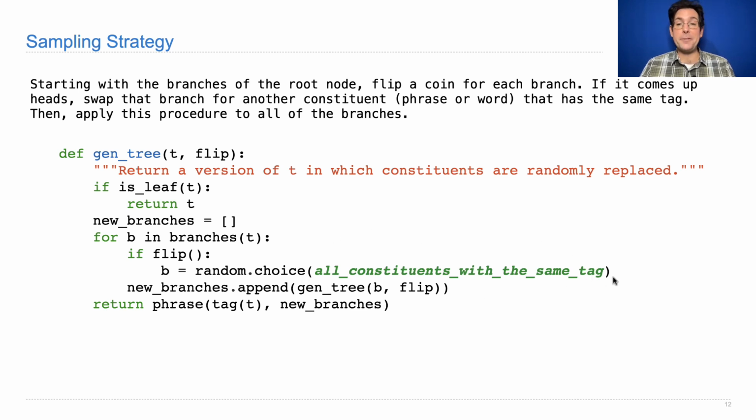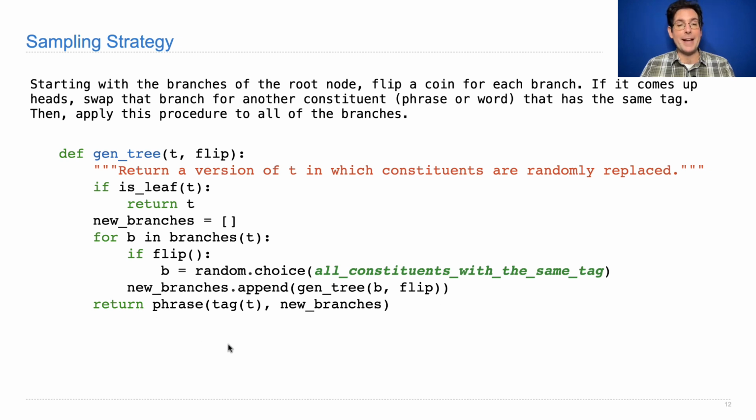I haven't said how to do that yet. That's something we'll solve together in a minute. But now what we do is we append B to new branches. But not B directly. Instead, we recursively call genTree, which will go through and substitute some of the branches within the branch with other things that have the right tag. Passing in our function which flips coins.